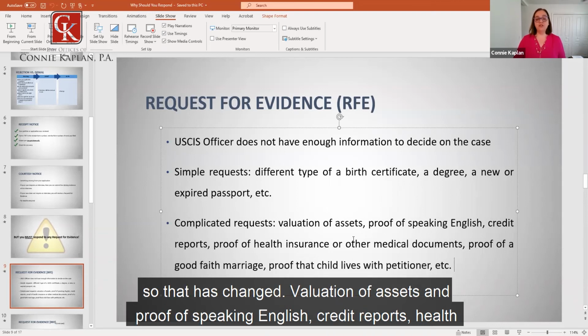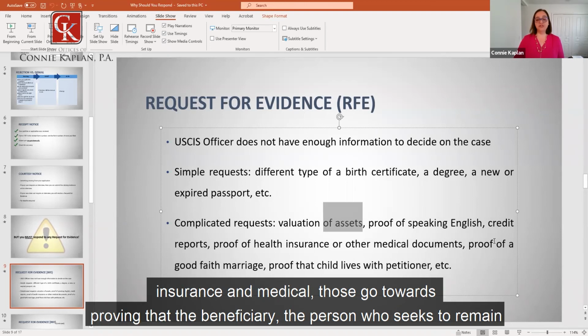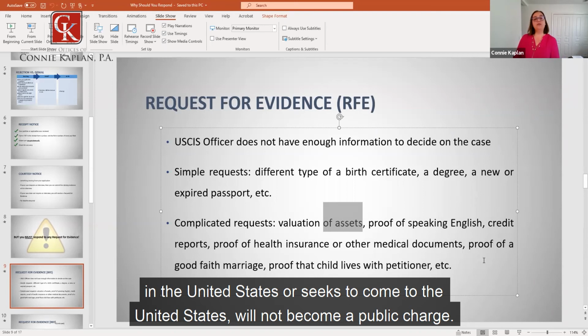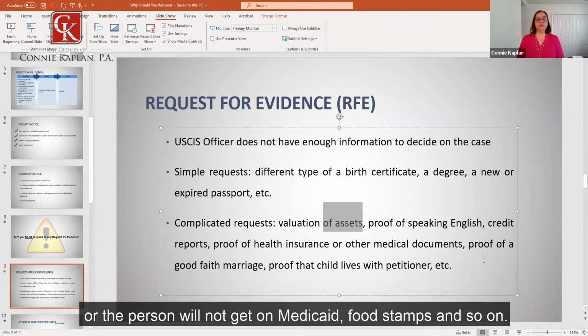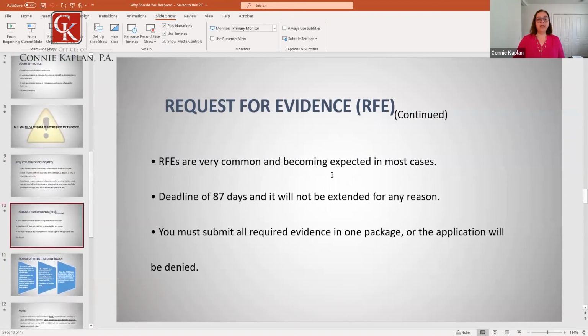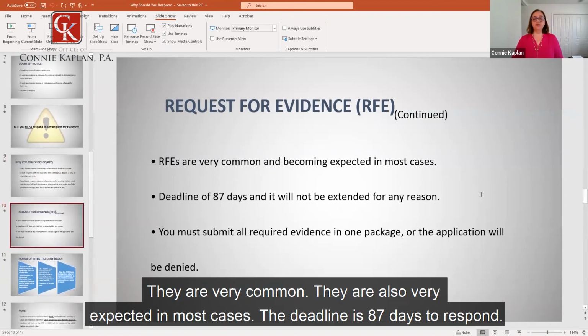So that has changed. Valuation of assets and proof of speaking English, credit reports, health insurance, and medical documents go towards proving that the beneficiary, the person who seeks to remain in the United States or seeks to come to the United States, will not become a public charge. Basically, the US taxpayers will not have to foot the bill for any medical or health-related issues, or the person will not get on Medicaid, food stamps and so on. They are very common. They are also very expected in most cases.